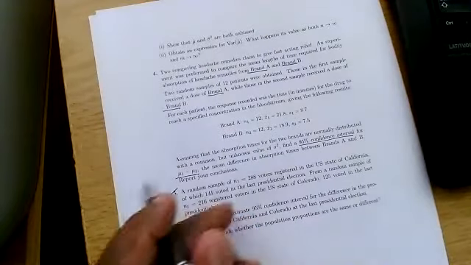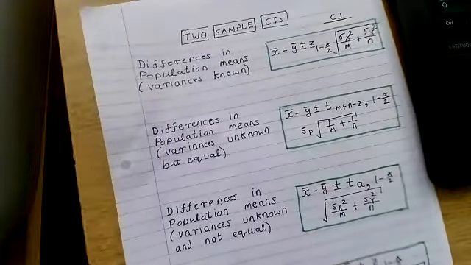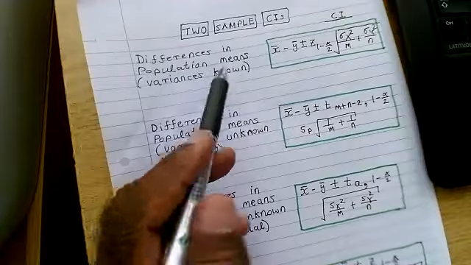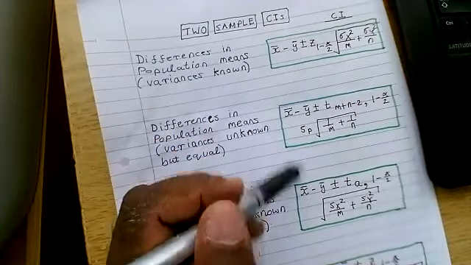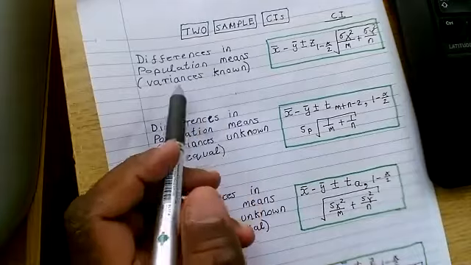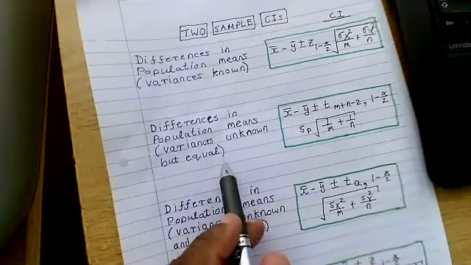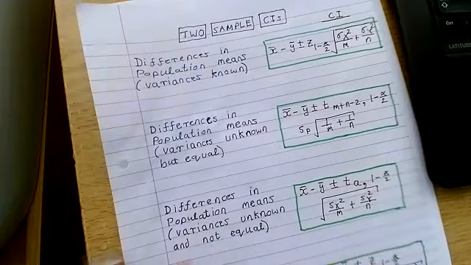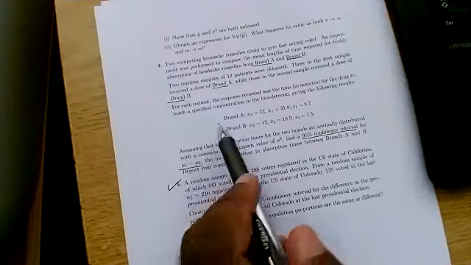Okay, let's go back to the formula sheet. Now, we have three different formulas for differences in population means. Which one do you think we should use for this question? This is the formula when the variances are known. This is the formula when the variances are unknown but equal. And this is the formula when the variances are unknown and not equal, right? So which one of them do you think we should use here?